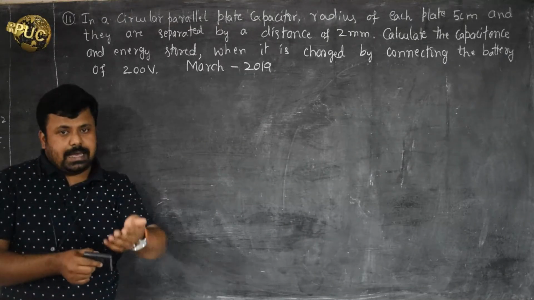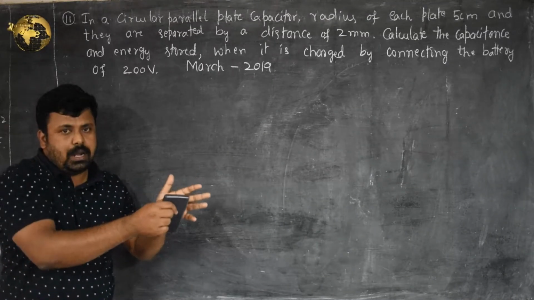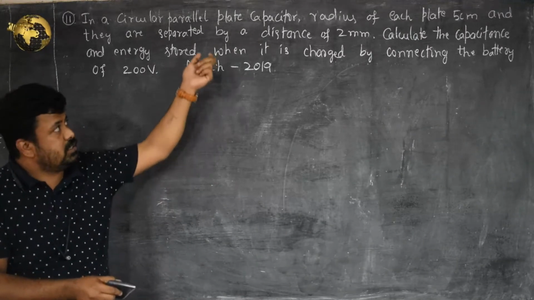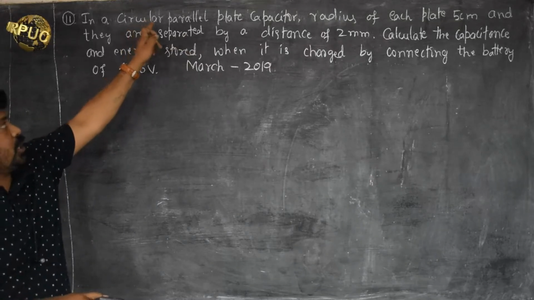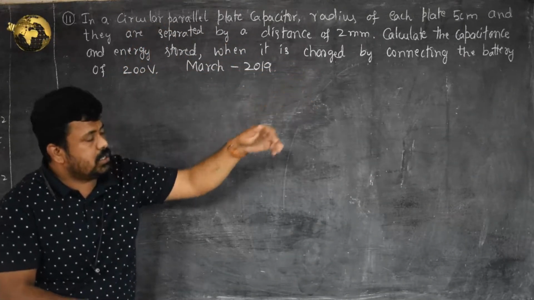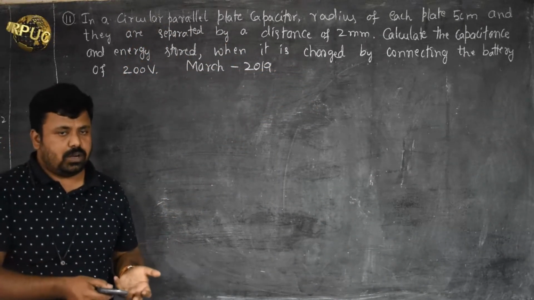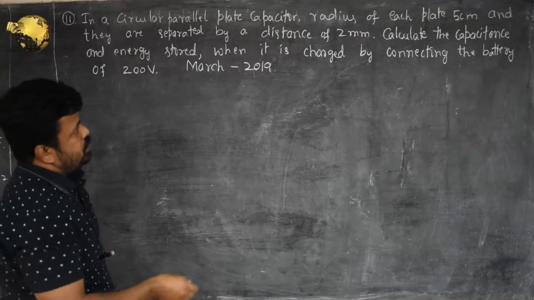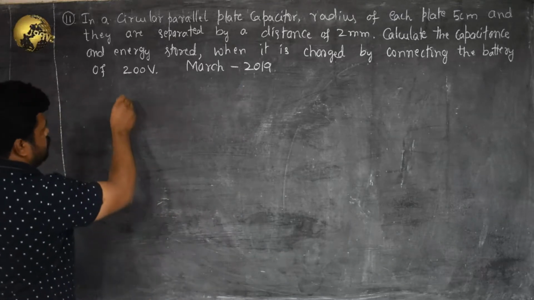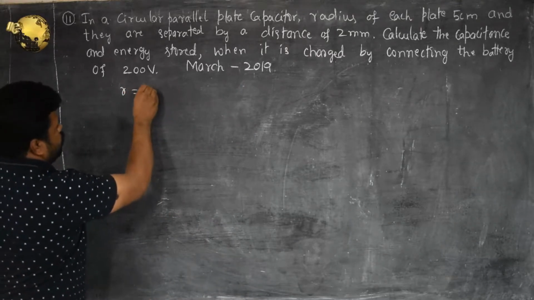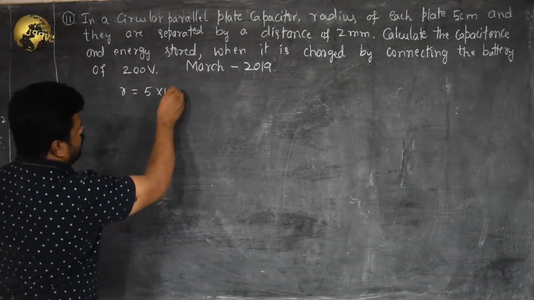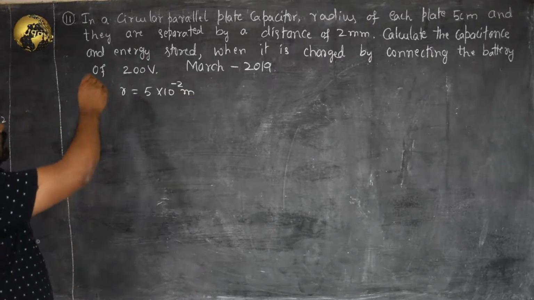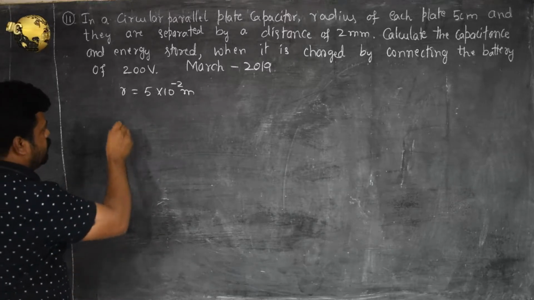So earlier it was direct. Here it is somewhat different. They say circular and gave the radius, so with pi r square we can calculate the area. In a circular parallel plate capacitor, the radius of each plate r is equal to 5 cm, so I write it as 5 into 10 to the power minus 2 meter. And they are separated by a distance, which is given directly.